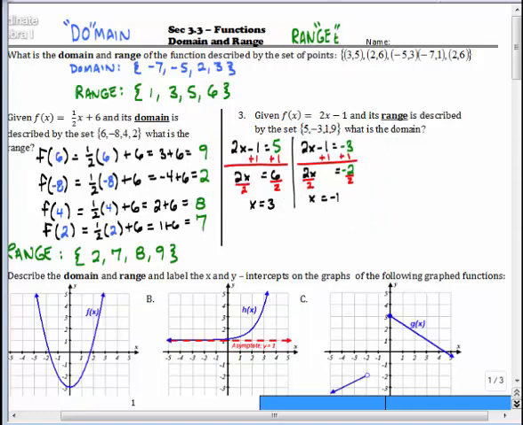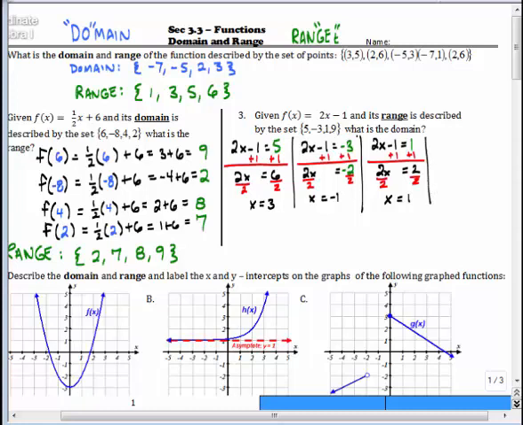Alright, for the next one we need to figure out how to have 2x minus 1 be equal to 1, the next element of the range. So again, we just go through and solve this by adding 1 to both sides first. So that's 2x equals 2. And then divide both sides by 2. And for this one we get x equals 1.